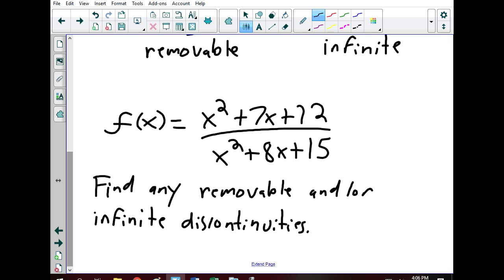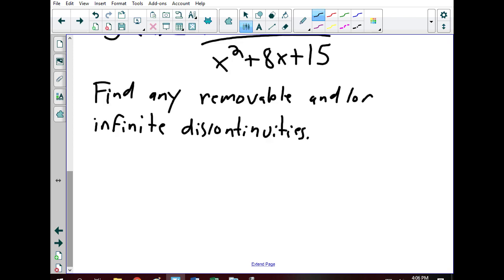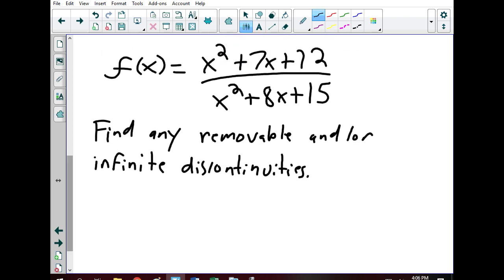All right, so our method of attack is going to be factoring. So again, we should be keen on factoring. And again, if you're not understanding how I'm factoring these things, that's some information you need to communicate with me, and I need to do a refresher course for you on factoring. So the numerator should factor x plus 4 times x plus 3. My denominator should be x plus 3 times x plus 5.